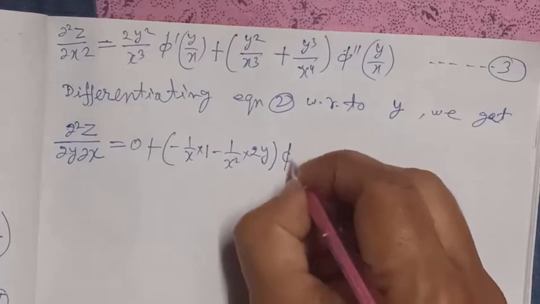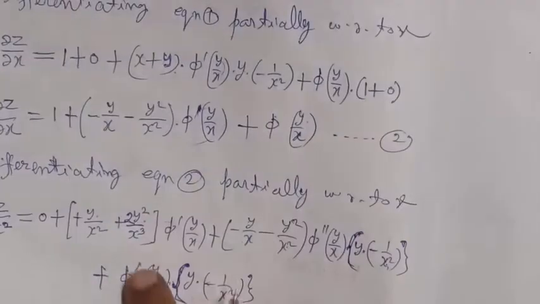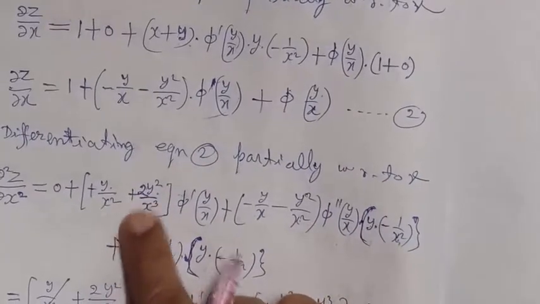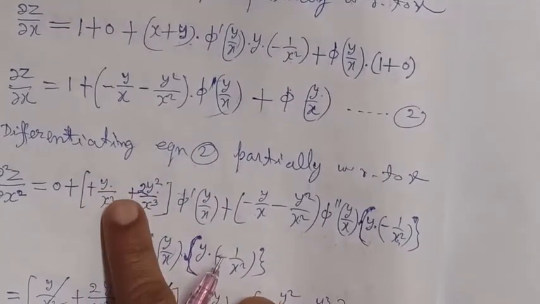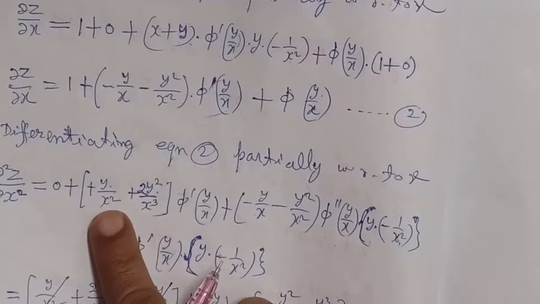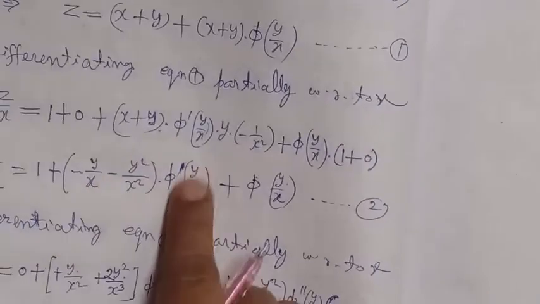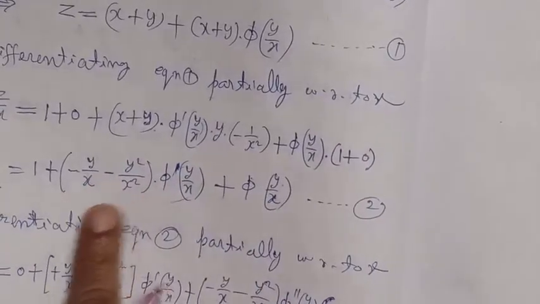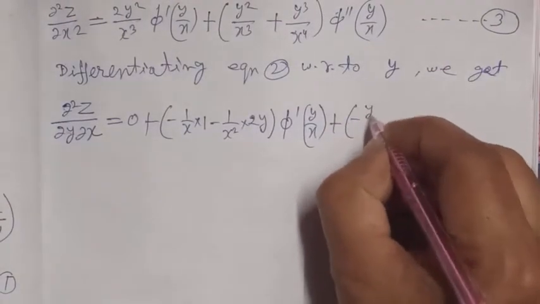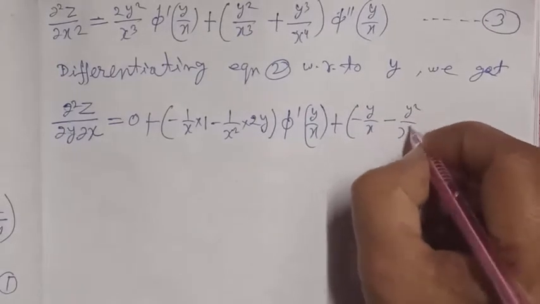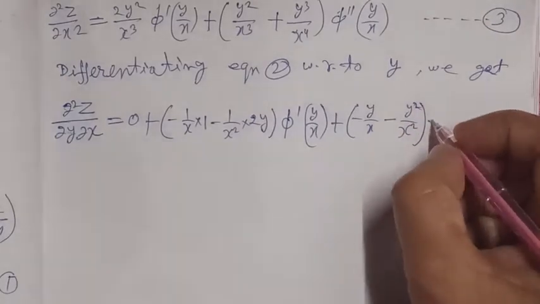I write the second function as it is, y upon x. So I apply the product rule here: differentiation of the first function times the second function as it is, plus the first function as it is, minus y upon x minus y square upon x square, which you can see in equation number 2, times the differentiation of the second function.